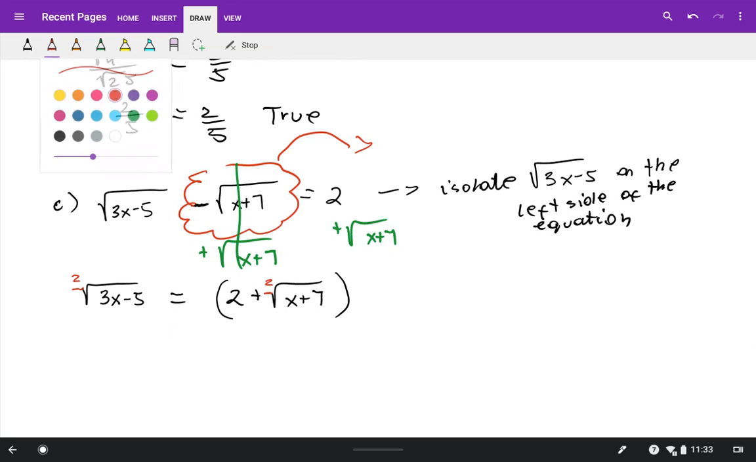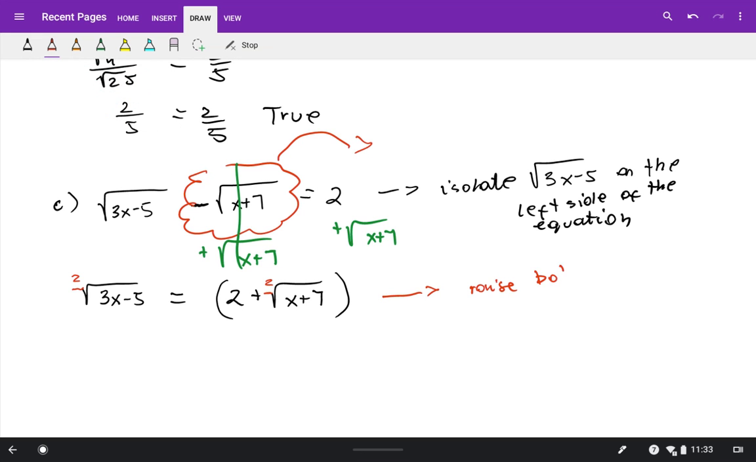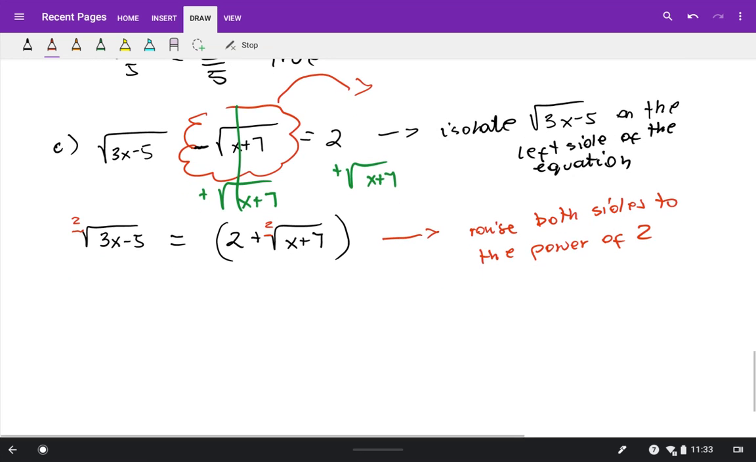So the next step will be to raise both sides to the power of 2. Okay, so I'm going to bring both sides of the equation to the second power. This problem's a little nasty.